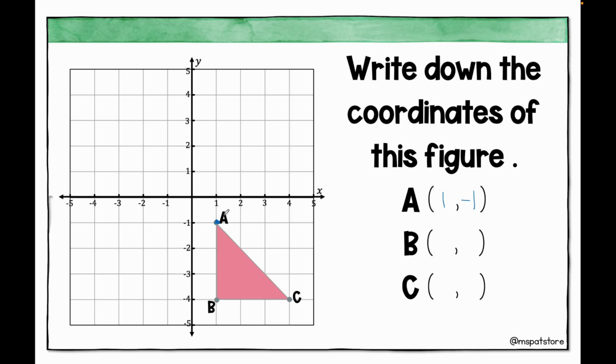Now, B is located at +1 on the x-axis and -4 on the y-axis. So it's 1, comma, -4. Now C is located at +4 on the x-axis and also at -4 on the y-axis.